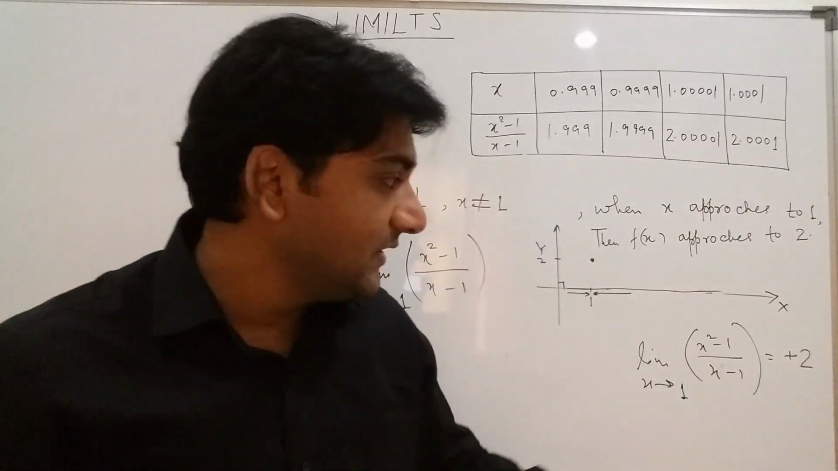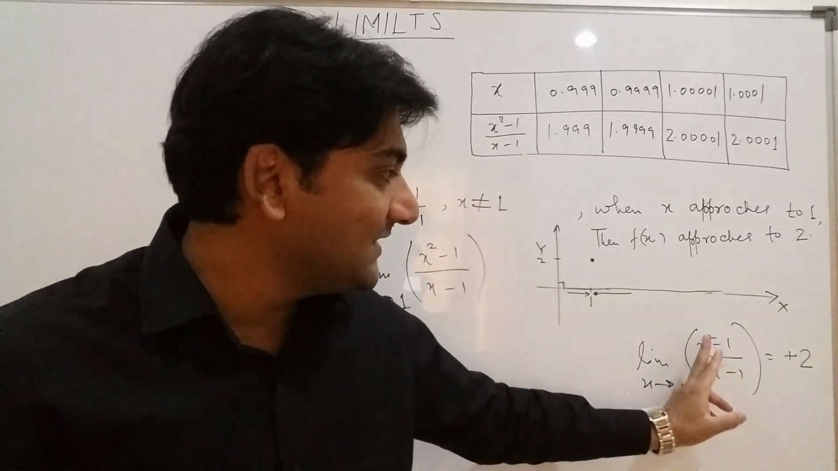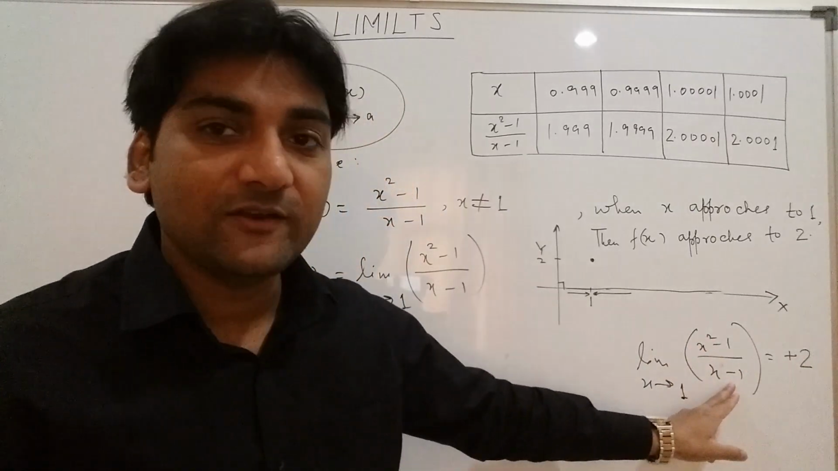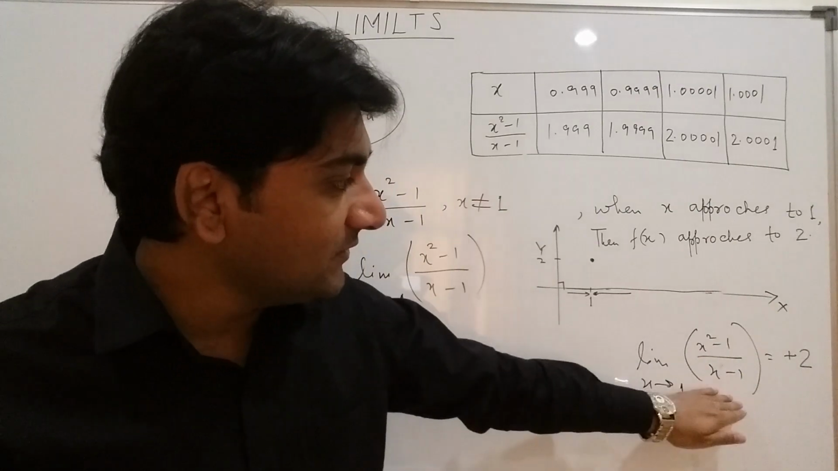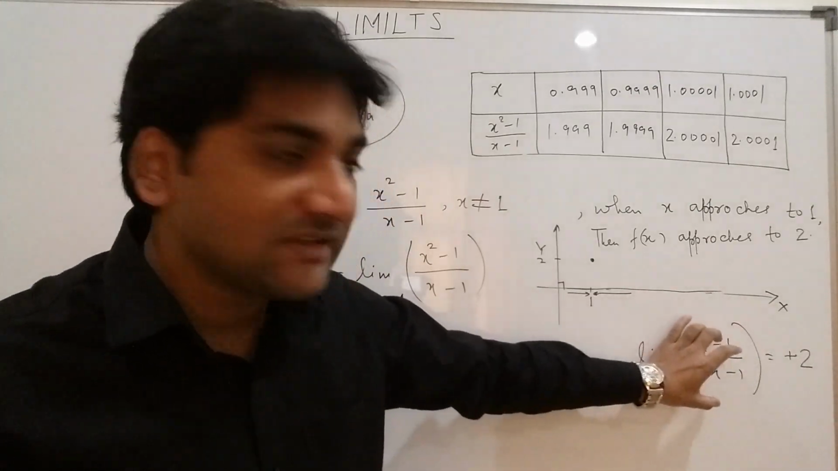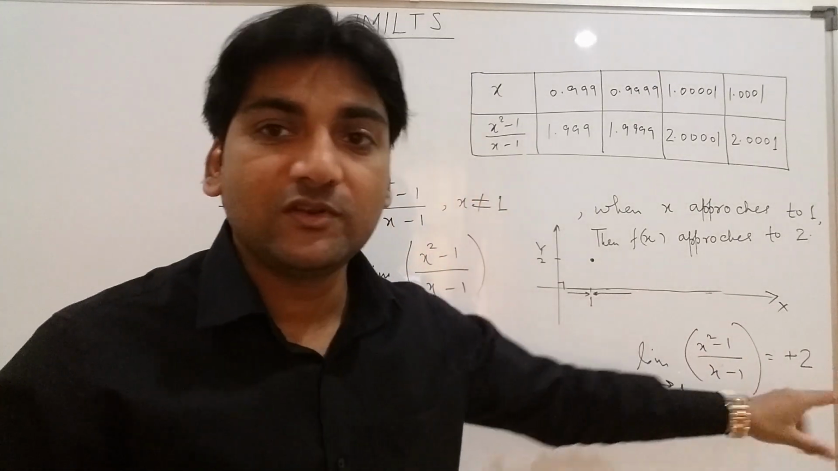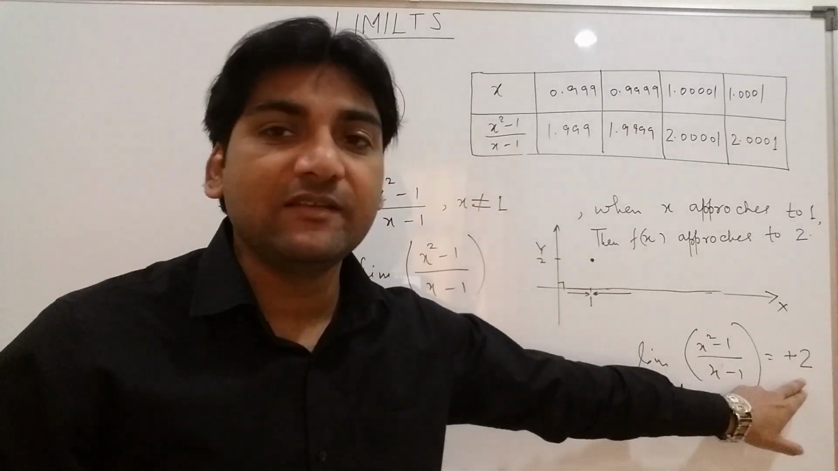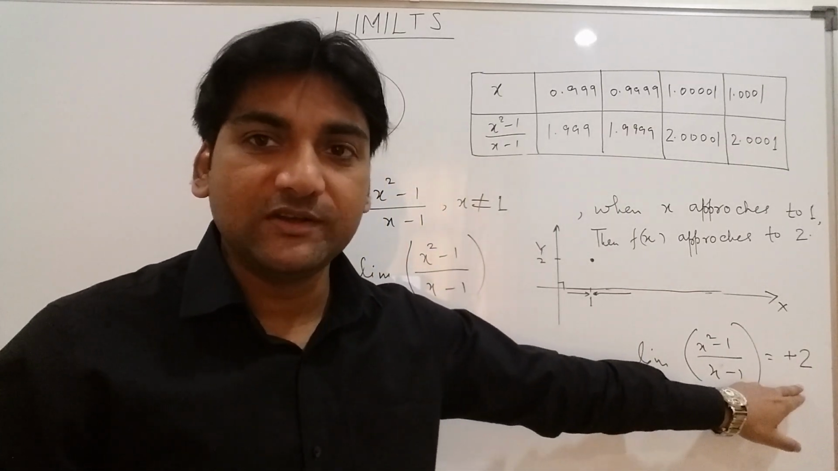Again I am telling you, this plus 2 is not the exact value of this when x is 1. When x approaches 1 in this, then this expression will approach 2, not exactly 2. So this is the limiting value. Okay, so I hope you understood.